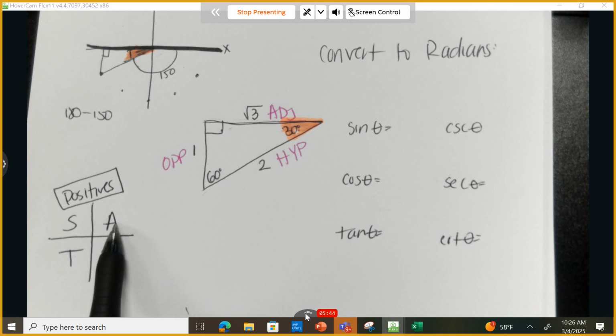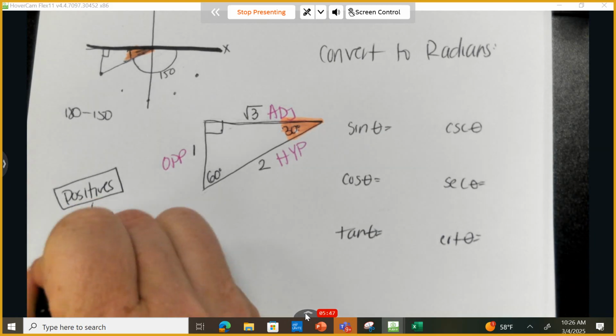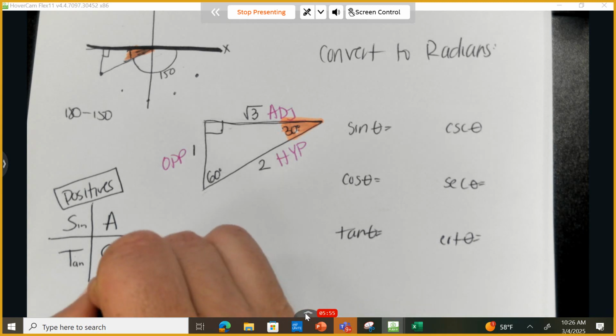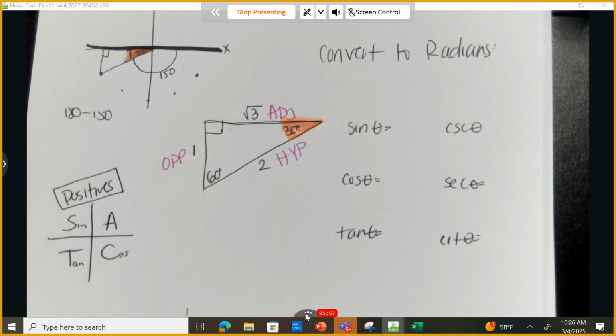What do the rest stand for? S stands for the sine. Only sine and its reciprocal are positive. T stands for tangent. Only tangent and its reciprocal are positive. And C stands for cosine. Only cosine and its reciprocal are positive.